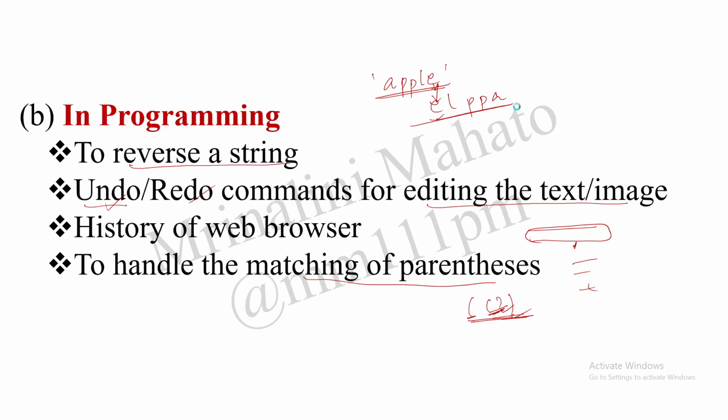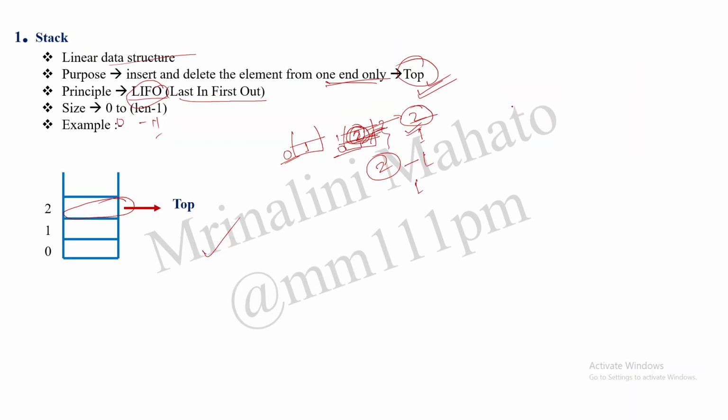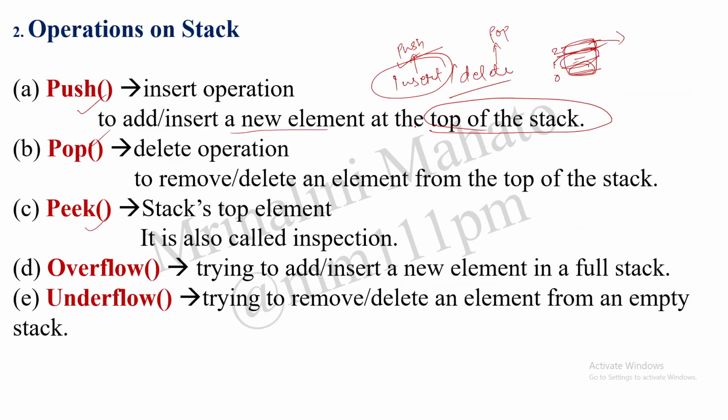Which one is the top element? 2. Okay, so the peak element is 2. Now again I am writing here, suppose I have written 3, 4, 5. Now which one is the peak element? 5. The top element is called the peak element. It is also called inspection.